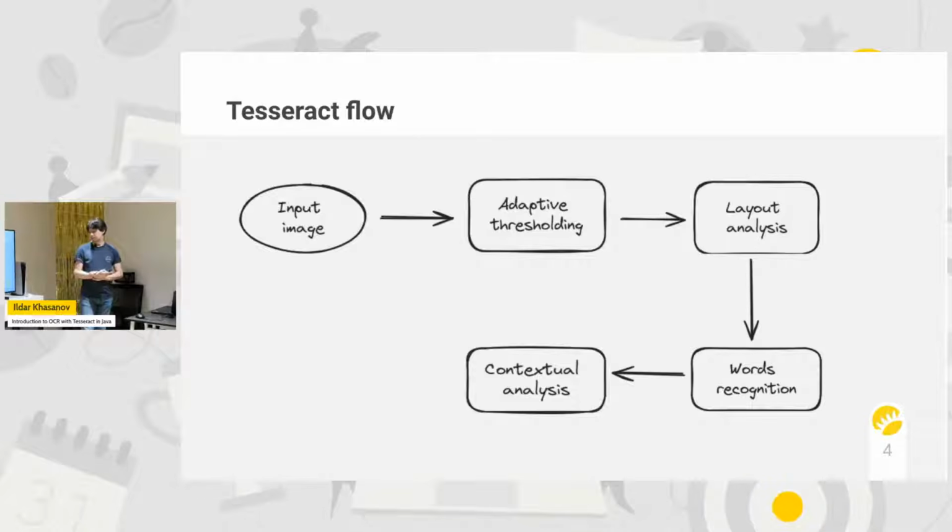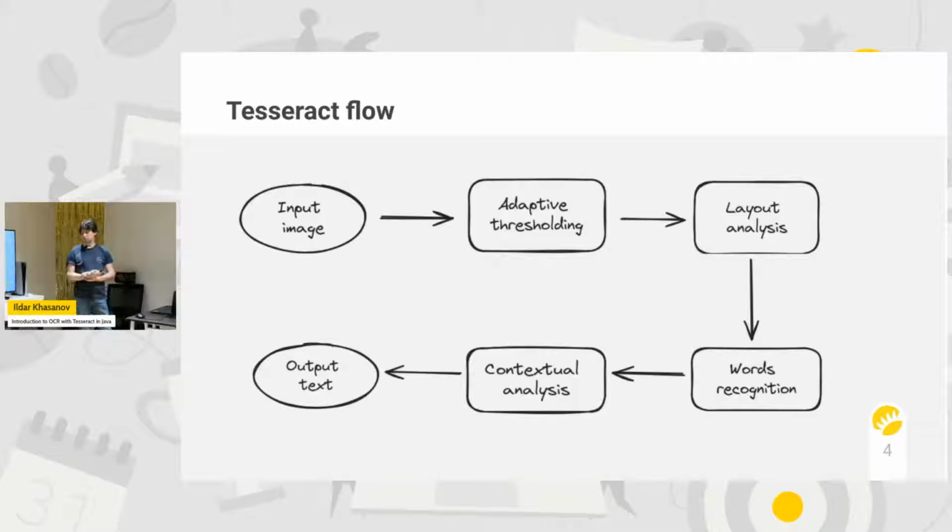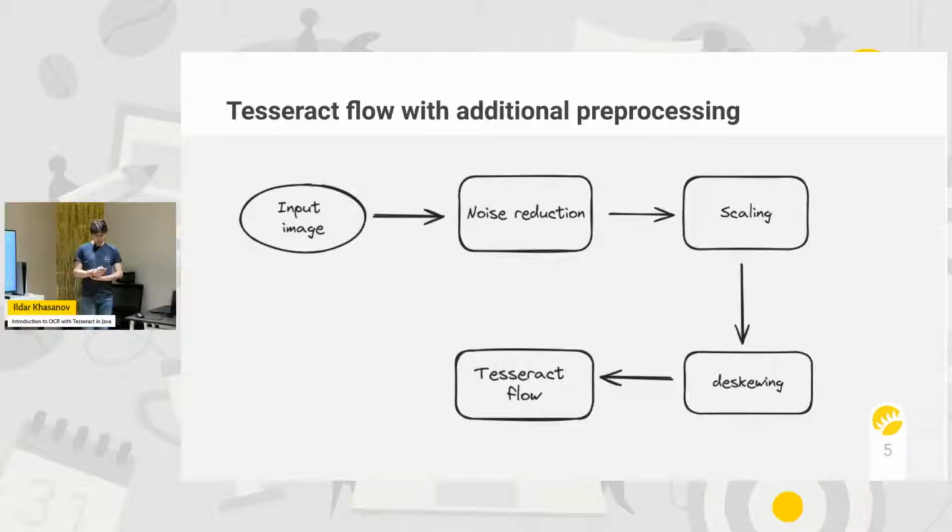And after that, it uses contextual analysis to understand, basically as a human does. It will look at the context. It will look at the dictionaries to see if the word that it recognized is actually a word. Probably it will change it at this stage. And after that, it will format it to our desired format and just output the text. But this is the basic flow. We will see that it has its own flaws.